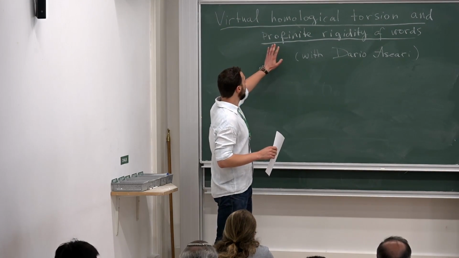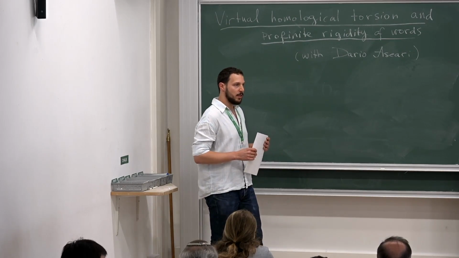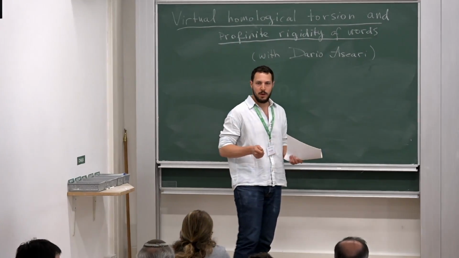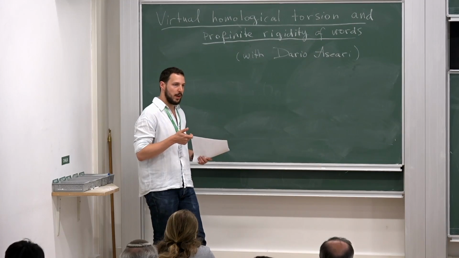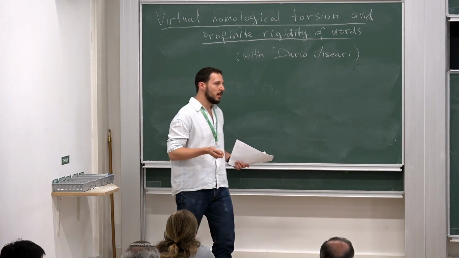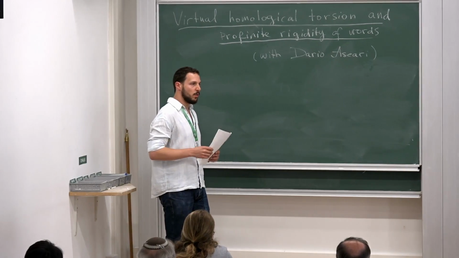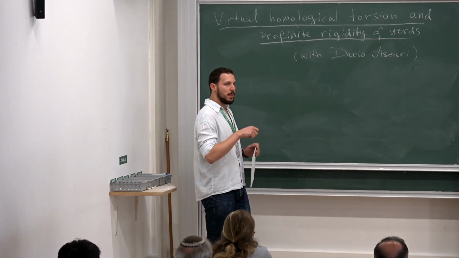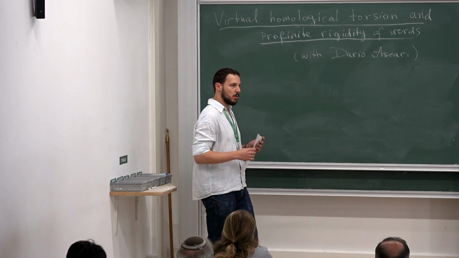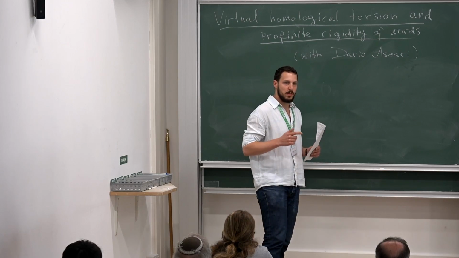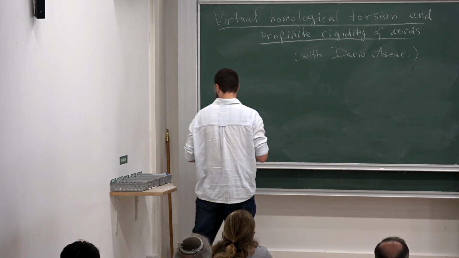So the idea of the question of profinite rigidity of words is to ask the following. Suppose we are given a word in a free group, just an element in a free group, and we want to see how it behaves in different finite groups, and try to deduce from that what we can say about the word. To what extent does its behavior in finite groups determine it?